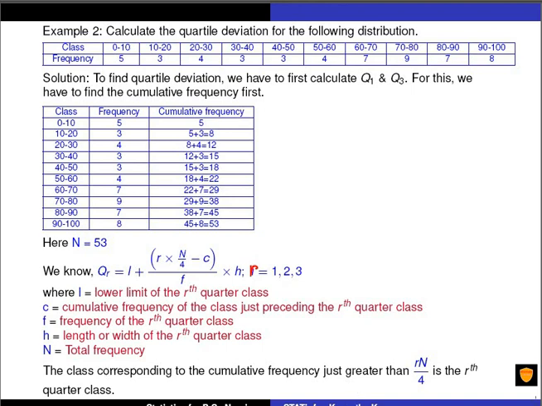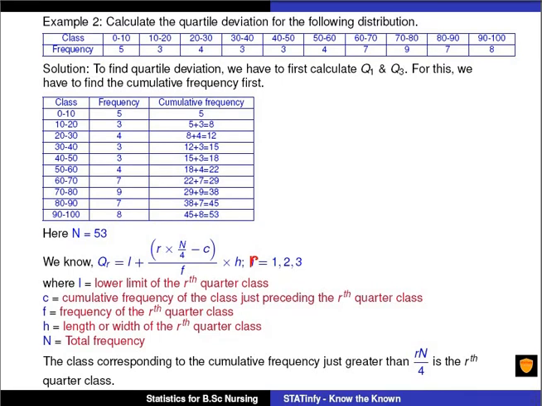And which one is the rth quartile class? The class corresponding to the cumulative frequency just greater than r into N by 4 is the rth quartile class. So it is the same procedure as for median. In median, in place of r, it will be 2, because median means Q2. So L plus, this will be 2 into N by 4. Since we multiply 2 into N by 4, you get N by 2 in case of median. Just remember that. In place of this, you get (N by 2 minus C) by F into H. The same formula. The rth quartile class is the class whose cumulative frequency is just greater than r into N by 4.